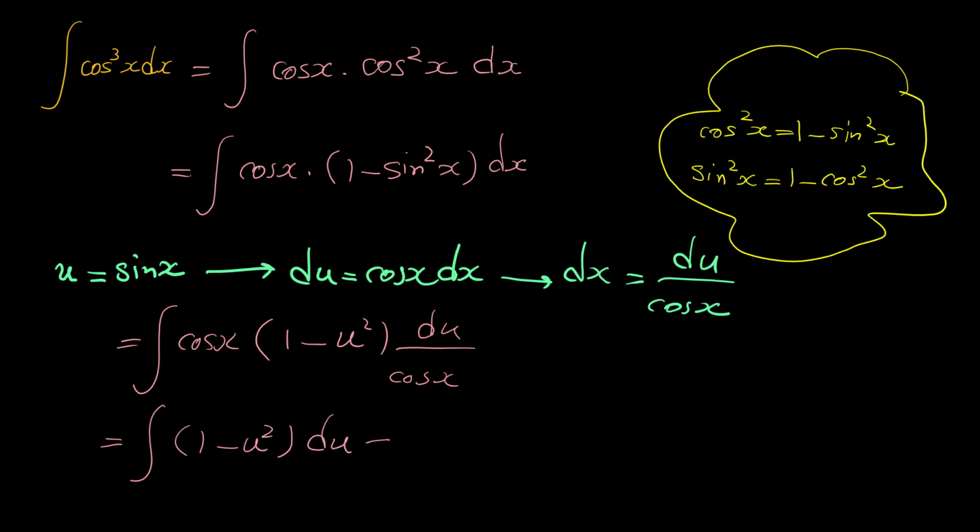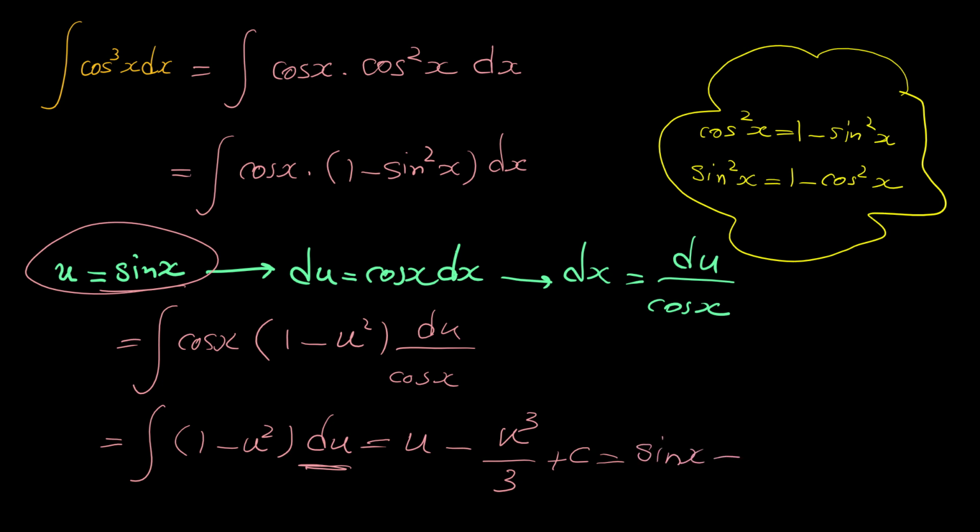du. What is the integral of 1? Don't make this mistake. Integral of 1 is not always x. It depends on the differential that we have here, because we have 1 du, so integral of 1 is u, and integral of u to the 2 based on the power rule is u to the 3 over 3 plus c. And remember, u was sine x, so the integral is sine x minus sine to the 3x over 3 plus c.